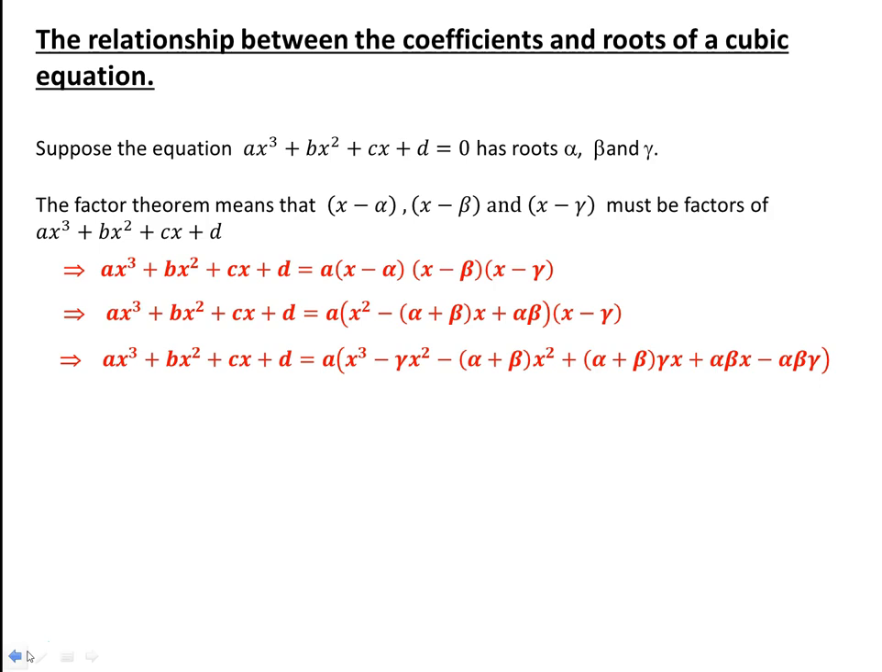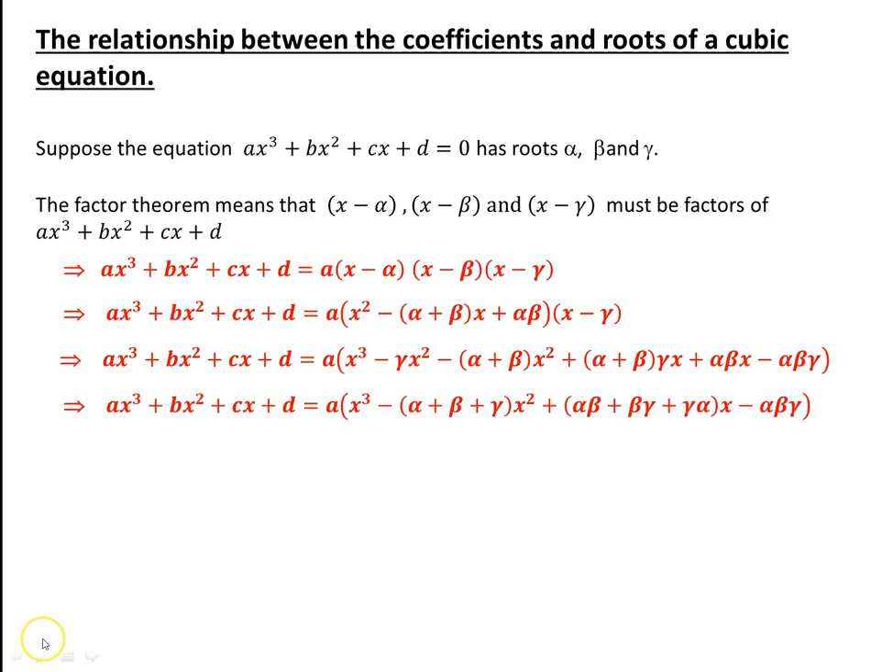And if we collect together the x cubed terms, the x squared terms, the x terms and the constant term separately, then we've got a times (x cubed minus (alpha plus beta plus gamma) lots of x squared plus (alpha beta plus beta gamma plus gamma alpha) lots of x minus alpha beta gamma).